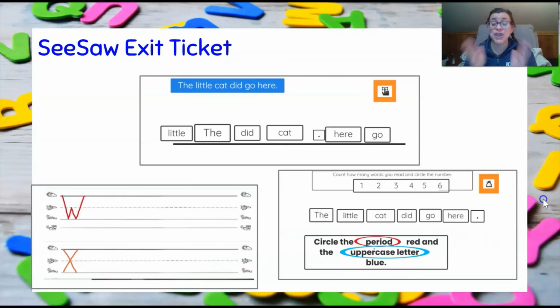In Seesaw today, you're going to work on writing uppercase W and X, as well as reading the sentence, the little cat did go here. You're going to count how many words, find the period, find the uppercase, and then put the sentence back together.